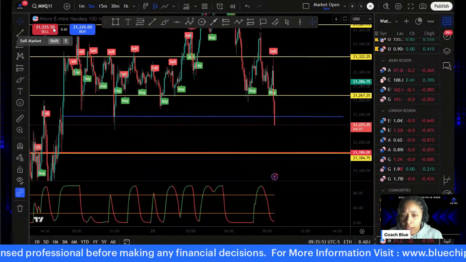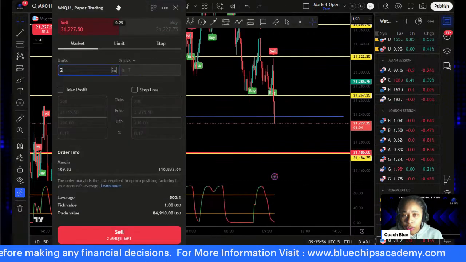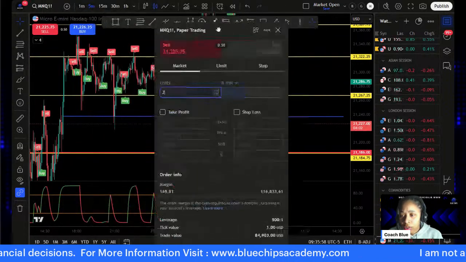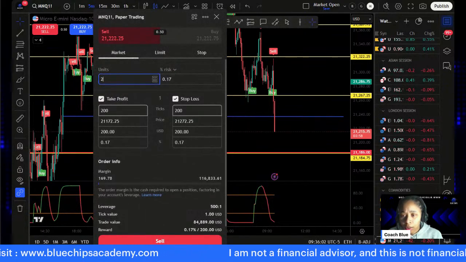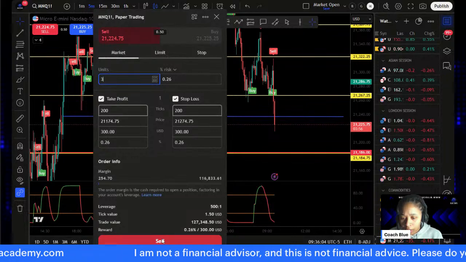All right, I'm going to go ahead and get into a sell, guys. That's a strong candle there. That is a strong candle. So I'm going to get into a sell.